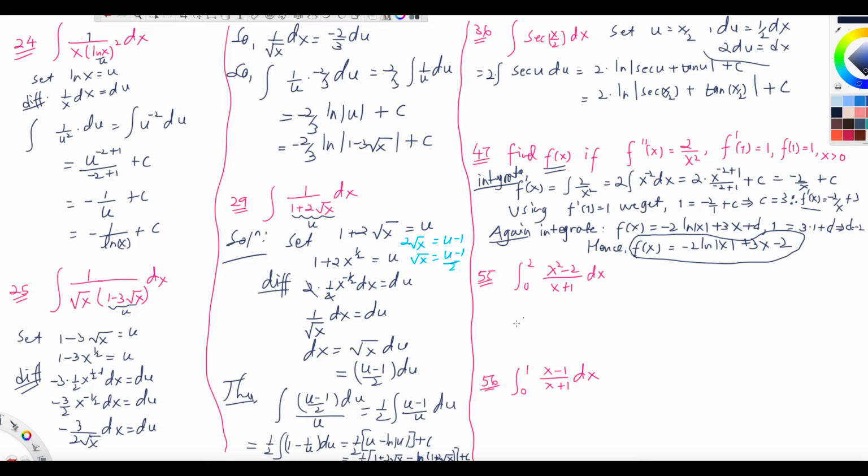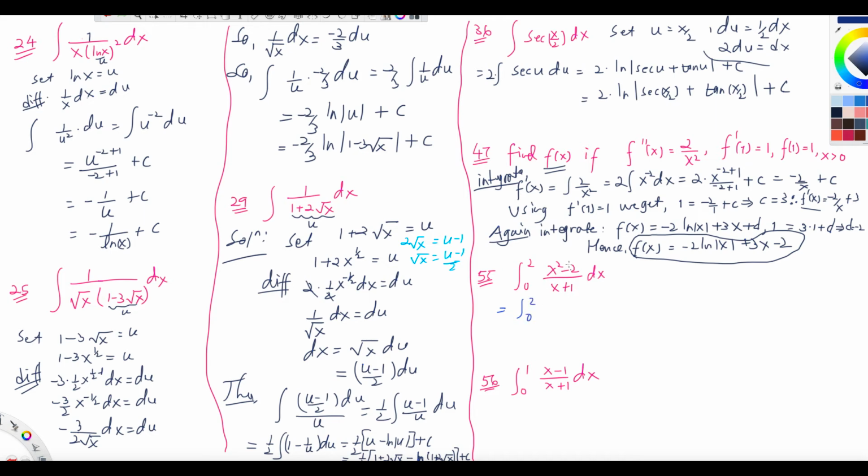Okay guys, so let us do question number 55. Let me use a different color so that you can see it easily. So what do you think you should do for this one? This is very straightforward. How? But this is a definite integral, okay, so 0 to 2.